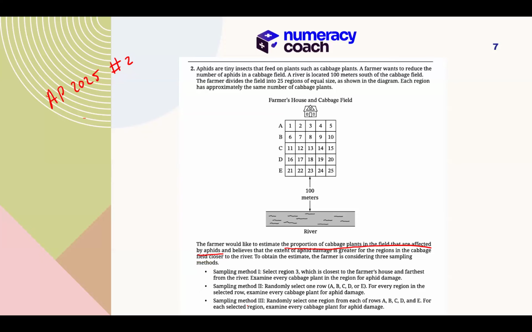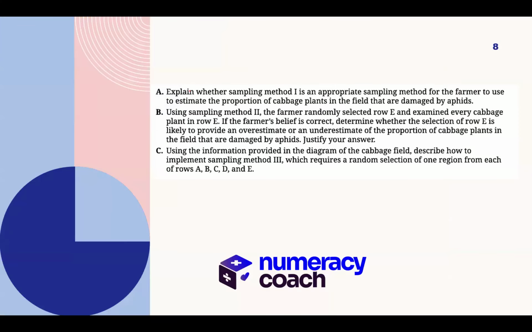I'm not going to go over all of it just because we don't have the time, but let's just look at sampling method 1. Sampling method 1 is select region 3, which is this region. It's closest to the farmer's house and farthest from the river, and examine every cabbage plant in the region for aphid damage. So question A was: explain whether sampling 1 is an appropriate sampling method for the farmer to use to estimate the proportion of cabbage plants in the field that are damaged by aphids.